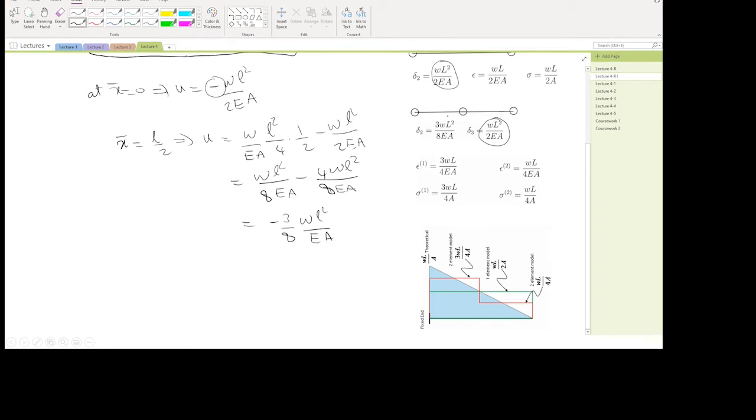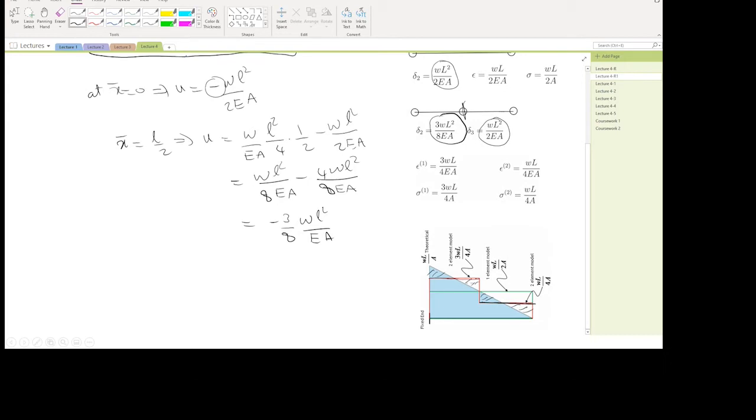And if you look into the value of delta 2, this is the value at node 2, at mid-length, it is 3 over 8 WL squared over EA. So this is the exact one. Whereas if you look into the stresses, just like I said, the exact stress is varying in a linear way, whereas the value of the stress you get from the finite element method is basically constant. So you get constant numbers in there. And this would miss the stress by quite a significant bit.